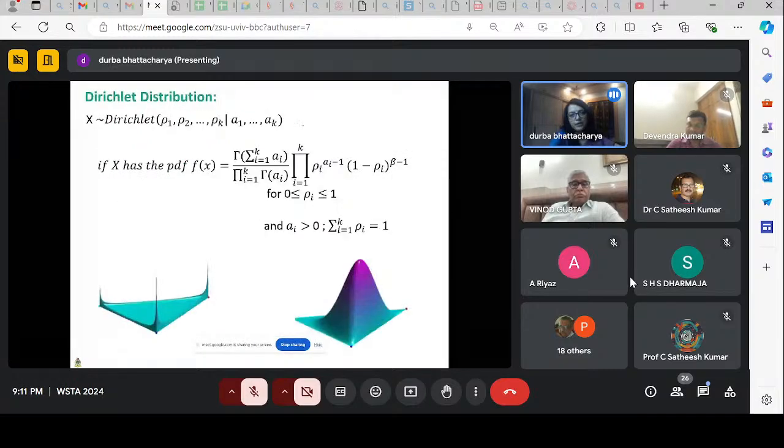And as we know that Dirichlet distribution is the multivariate extension of beta distribution, and just as in the case of beta distribution, the choice of A1, A2, AK determines whether the Dirichlet distribution is concentrated along the vertices, or it will have a mode.